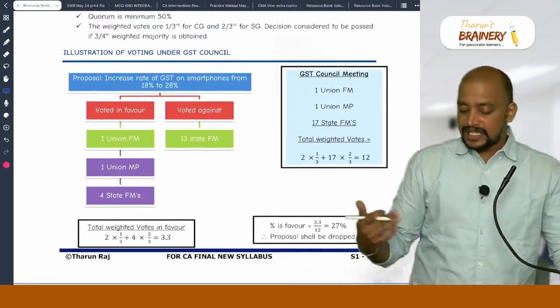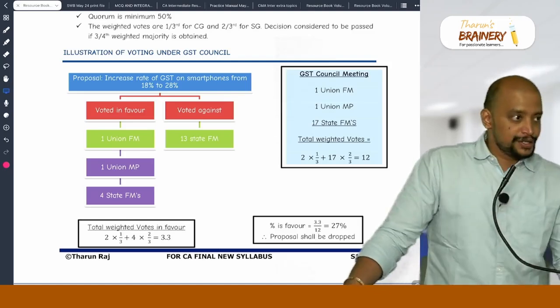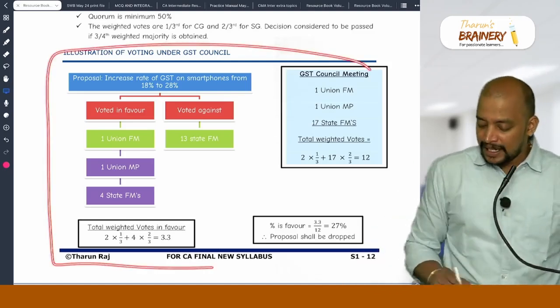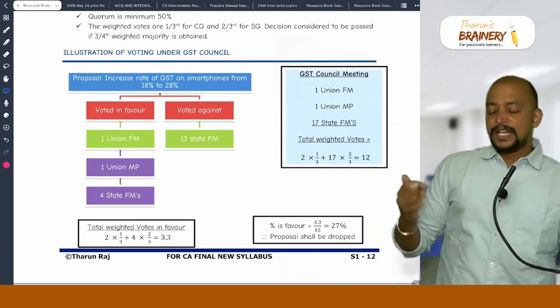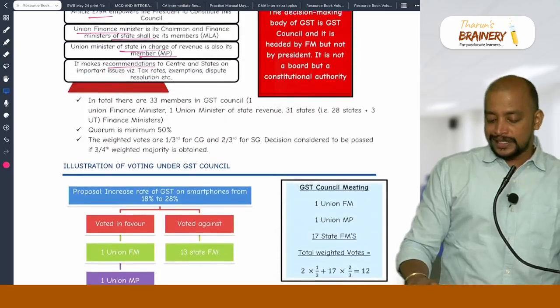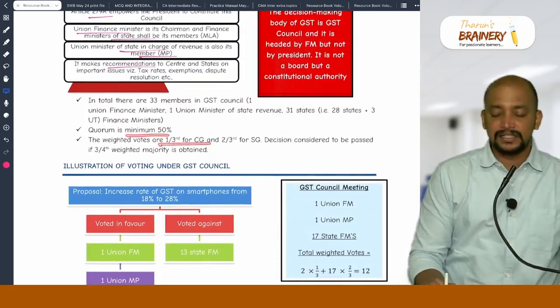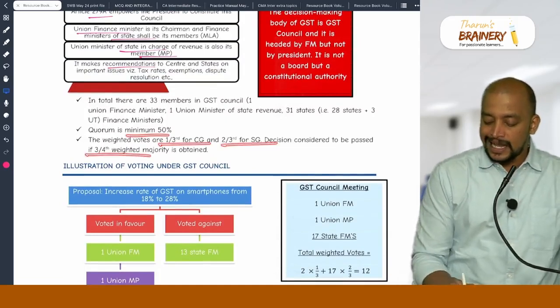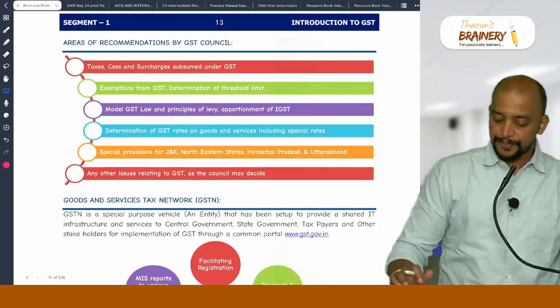So will the proposal be accepted or dropped? Proposal will be dropped. You understood? This is how the voting happens. But this example is just for explaining how the voting works. The key points that you should know are that the quorum is minimum 50%, and there is a weighted vote: CG 1/3, SG 2/3, and 3/4 weighted majority is required, and there will be 33 members.